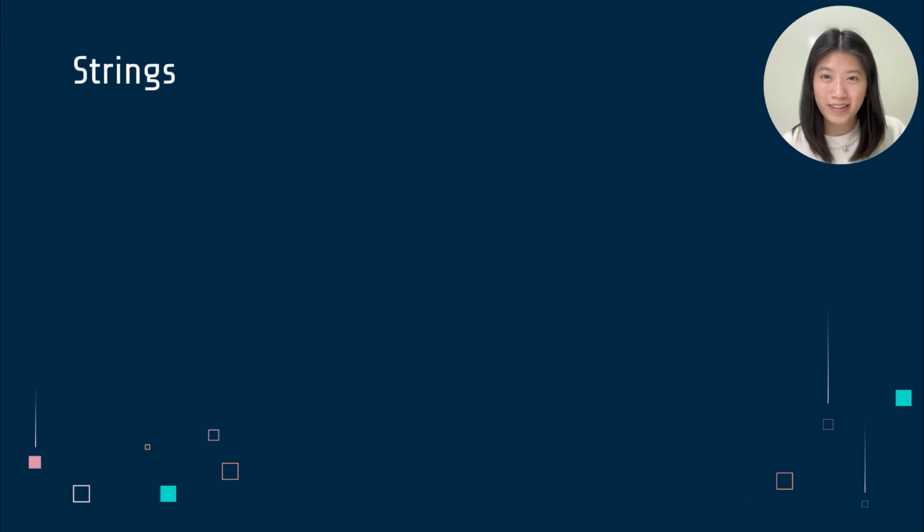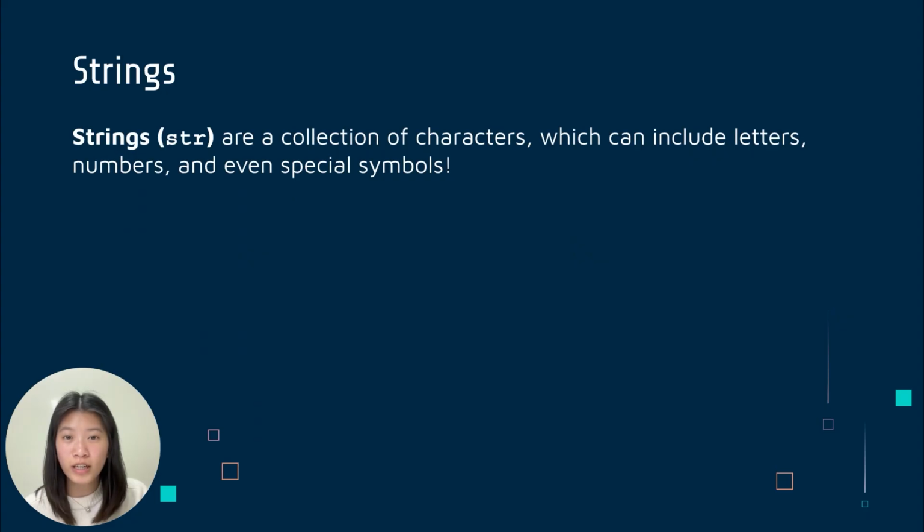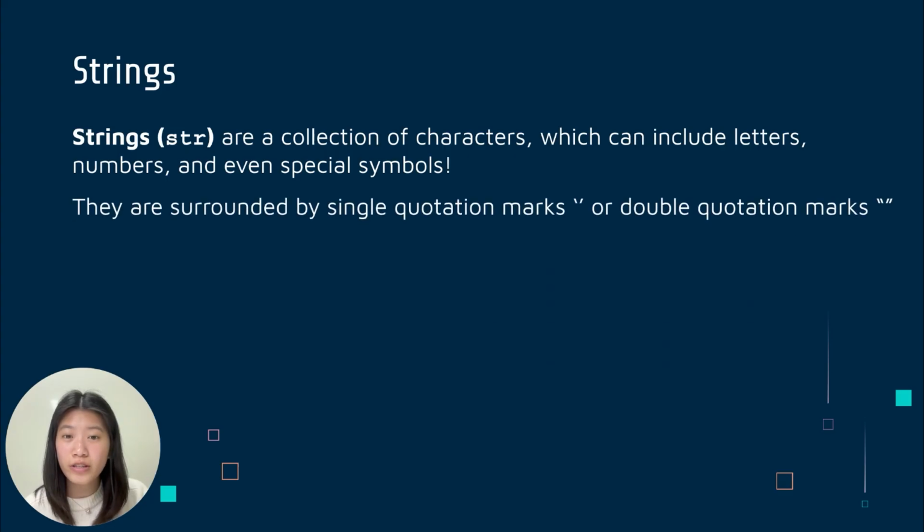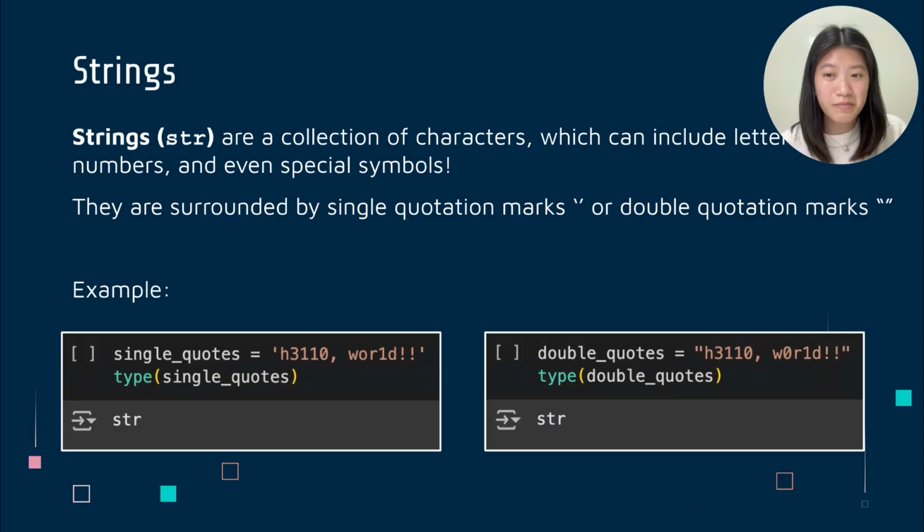First, let's talk about strings. So strings are a collection of characters which can include letters, numbers, or even special symbols. And they're surrounded by either single quotation marks or double quotation marks. So now let's look at some examples.